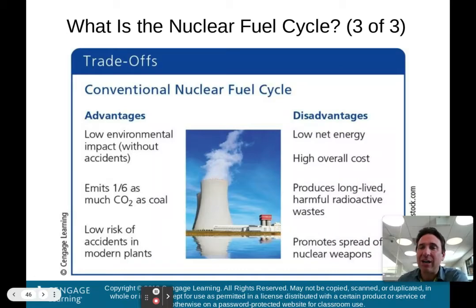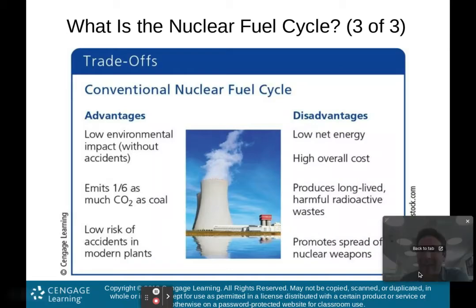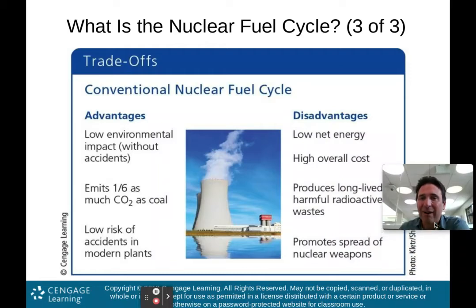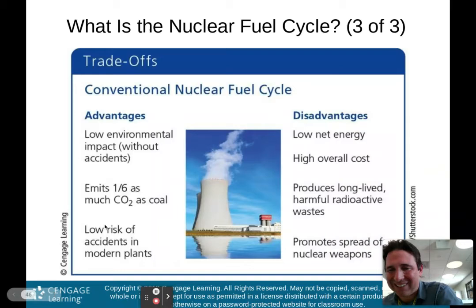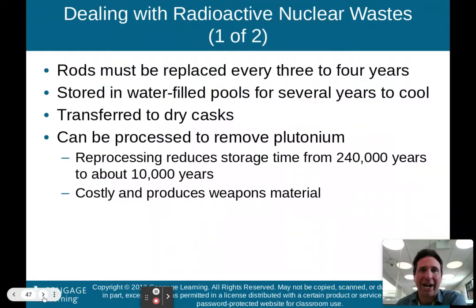Disadvantages: low net energy because of that high overall cost, it produces long-lived harmful radioactive waste that we have to deal with, and it promotes the spread of nuclear weapons. I don't know how much that promotes the spread of it, but obviously the technology can be used to produce nuclear weapons as well. So how do we deal with the radioactive nuclear waste?